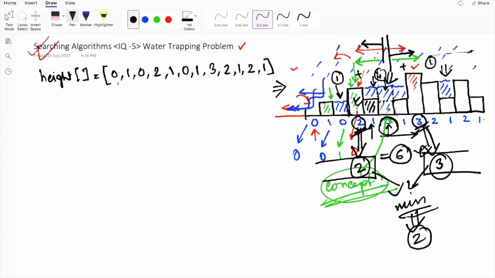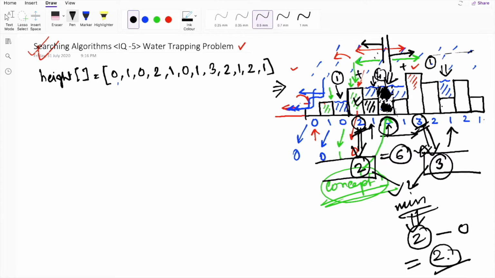So here you can see for this block we can accommodate 2 units of water, minus the height of this block. Here in this case the height of this block is 0. So here we are subtracting 0 from here. So the total water holding capacity of this corresponding block is 2. Now let's take another example.